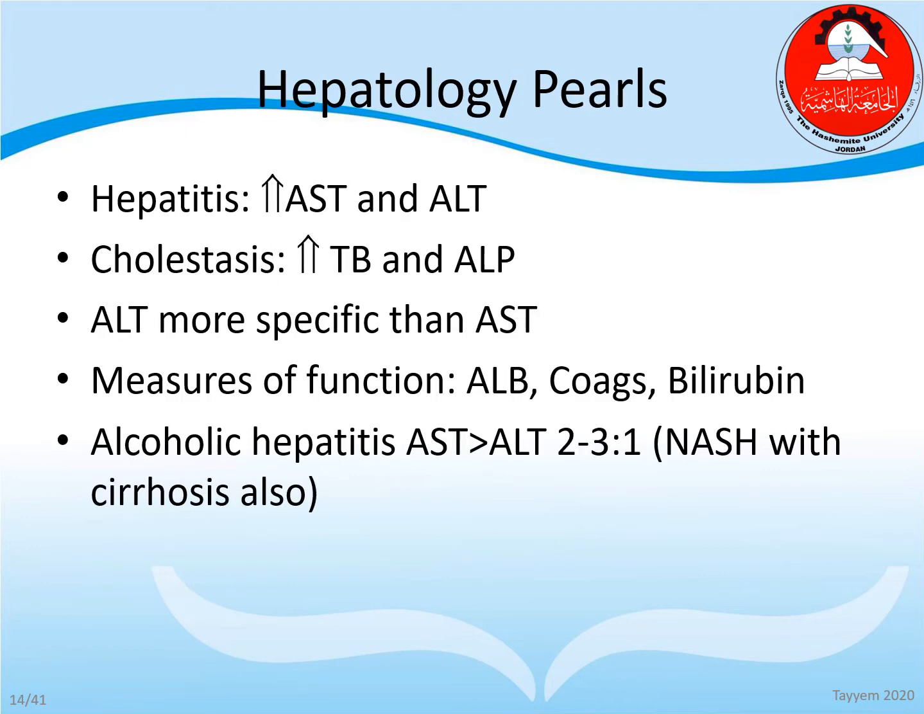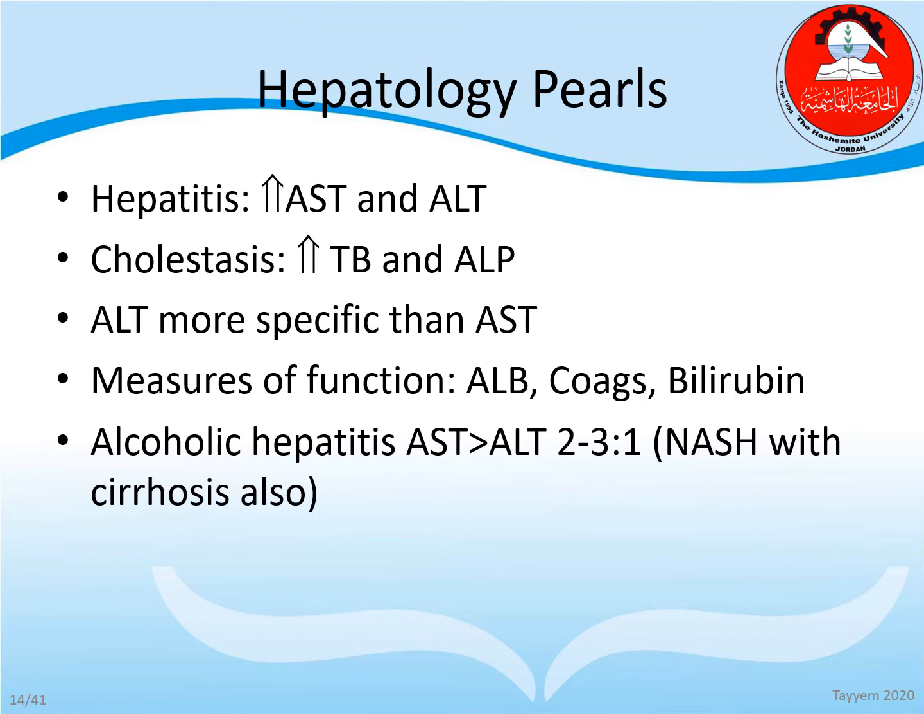These are some ideas to help you to tell what is what. When we have hepatitis, AST and ALT are raised. When we have cholestasis or some form of obstruction to the bile flow, the total bilirubin and ALP are both raised. ALT is more specific than AST in liver disease.